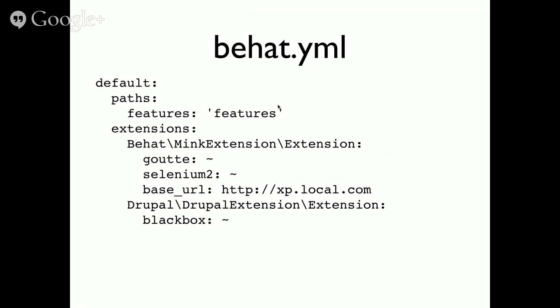This directory you will want to commit with your code, because this is where all of your scenarios and your acceptance tests are going to be. And then we're going to specify the Mink extension, what sort of browser emulators we're going to use, and we're going to use Goutte and Selenium 2. And then the URL for the site that you're going to test. I've got xp.local.com in this one, but we're going to put www.drupal.org in there. And then for the Drupal extension, we're going to run it in black box mode.